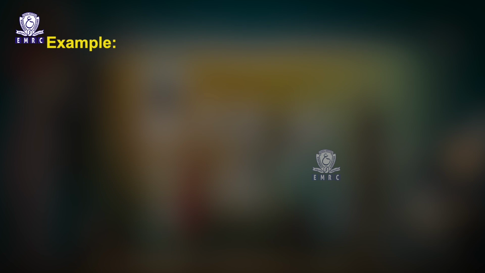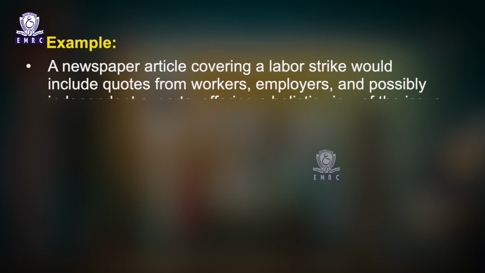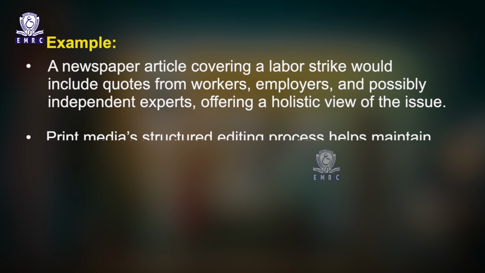Print media fairness is rooted in balanced reporting and thorough fact checking. Journalists strive to include multiple viewpoints, ensuring no single perspective dominates the narrative. For example, a newspaper article covering a labor strike would include quotes from workers, employers, and possibly independent experts, offering a holistic view of the issue.